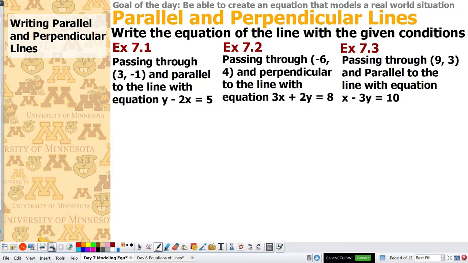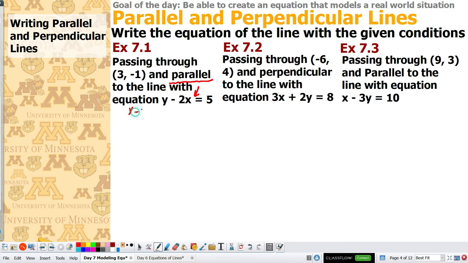Passing through the point (3, -1), and parallel to the line with equation y minus 2x equals 5. So the directions say write the equation of a line with the given conditions. All right, so I want it to be parallel to this line. So I've got to figure out what the slope is here, okay? And for me to do that, I'm going to put it in slope-intercept form. I'm going to get the y by itself. So I'm going to start with that.